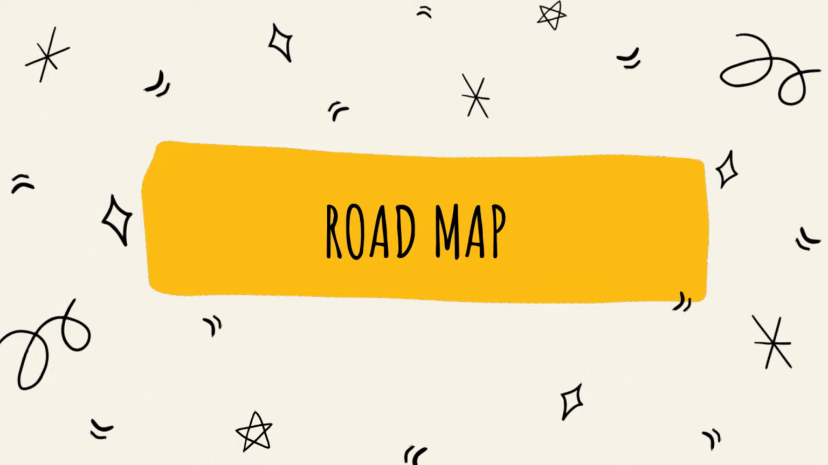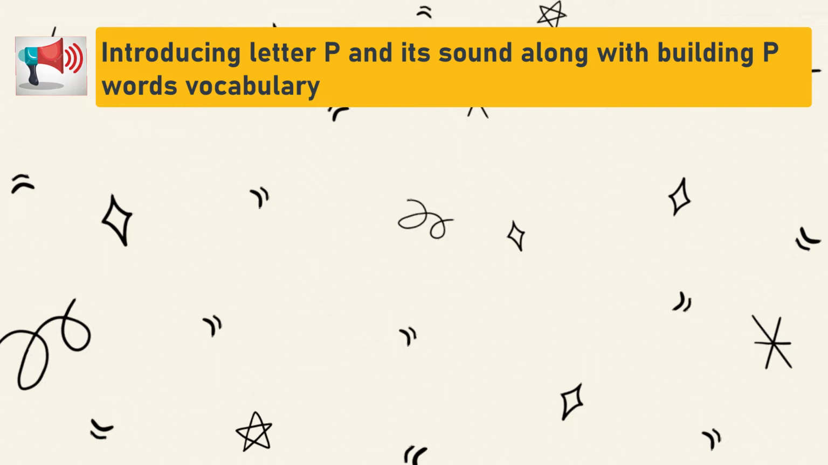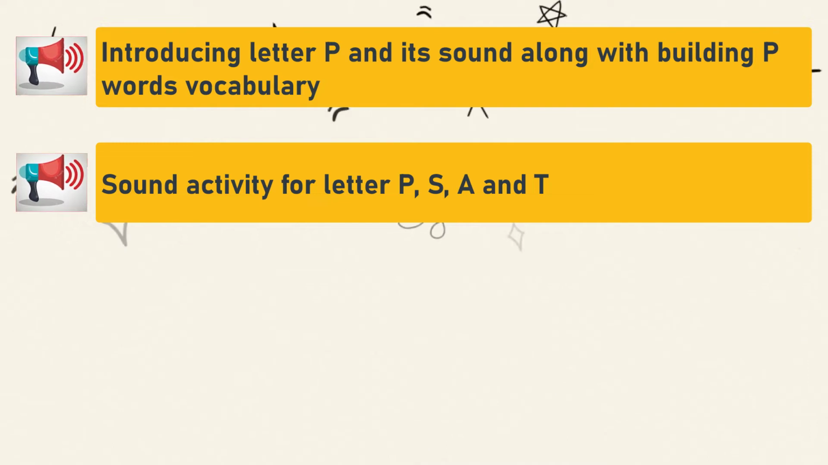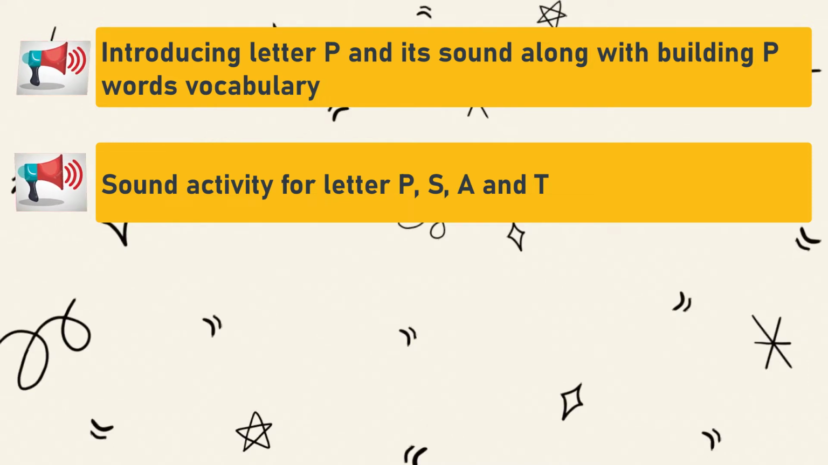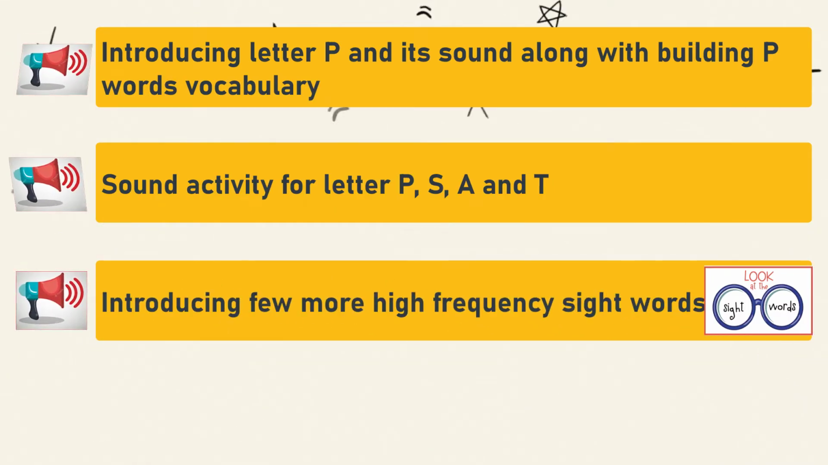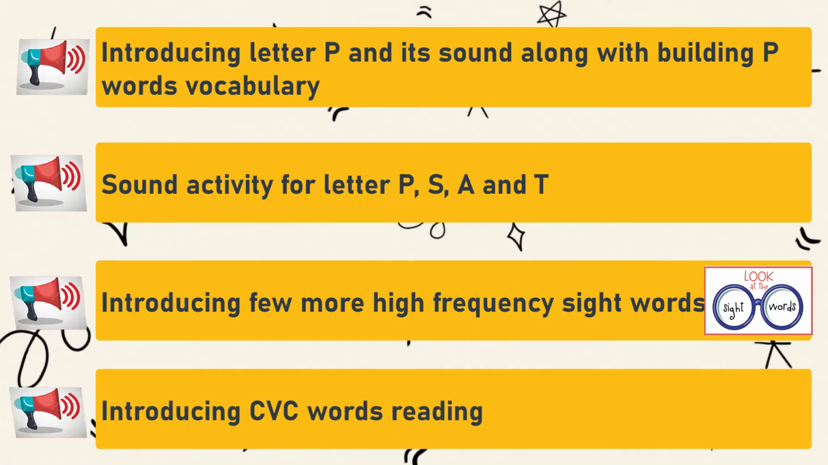Lesson 4 is divided into 4 steps. First step is introducing letter P and its sound along with building P words vocabulary. Second step is sound activity for letter P and all other sounds learnt in previous lesson. Third step is introducing a few more sight words. Fourth step is introducing CVC words reading.